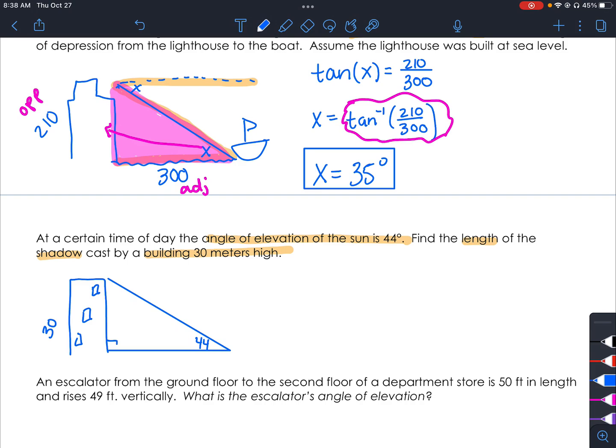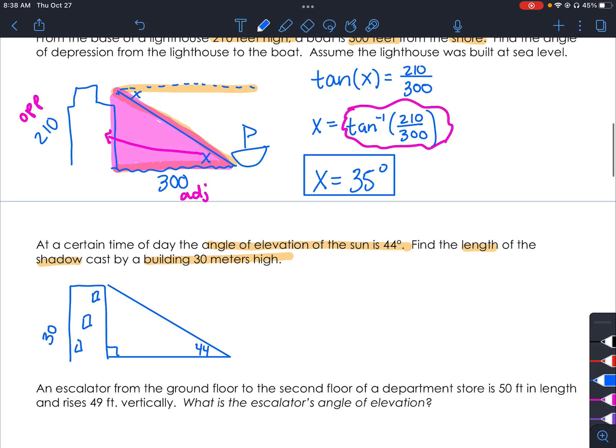If you think logically, shadows should be on the ground. So they want this one. Shadows are on the ground. This is opposite because it's across from the 44. And this is adjacent because it's next to the 44. So it's another tangent example. The tangent of 44 equals opposite over adjacent.